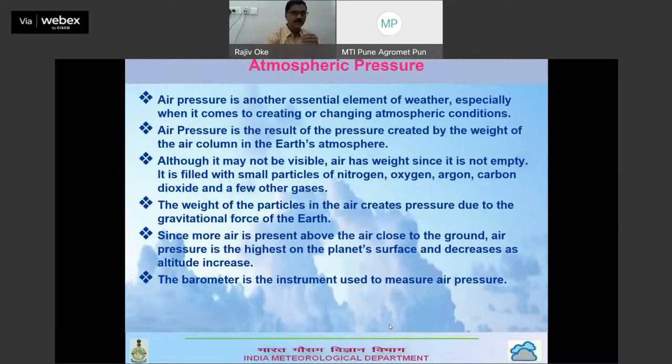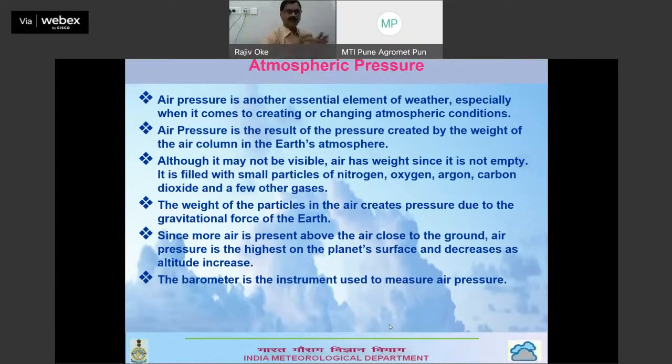And last and foremost point, with this we conclude: atmospheric pressure. This is the main pressure, and the only instrument is the barometer. This is the only instrument which is housed inside the building, while the rest of the instruments and the non-instrumental observations are taken from the observatory. So air pressure is another essential element of weather, especially when it comes to creating or changing atmospheric conditions.